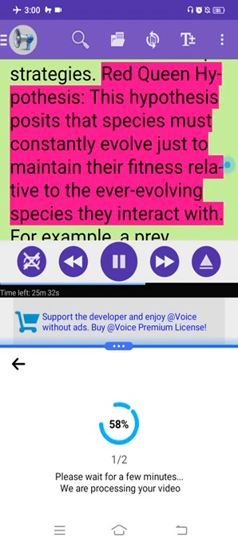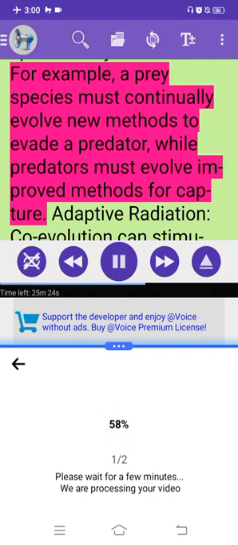Red Queen hypothesis. This hypothesis posits that species must constantly evolve just to maintain their fitness relative to the ever-evolving species they interact with. For example, a prey species must continually evolve new methods to evade a predator, while predators must evolve improved methods for capture.